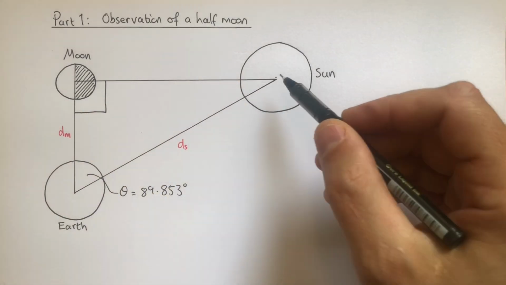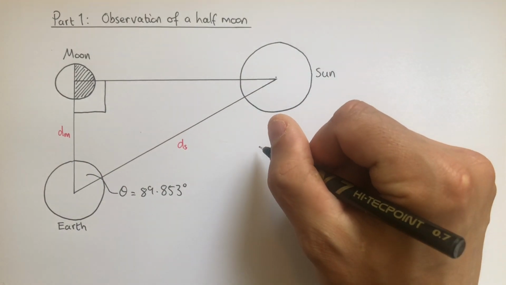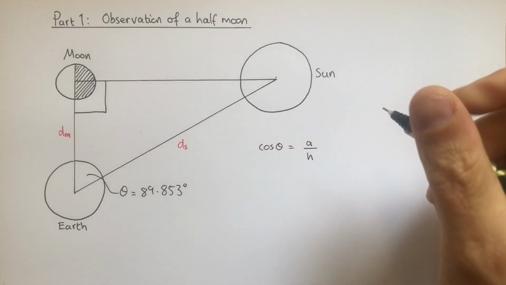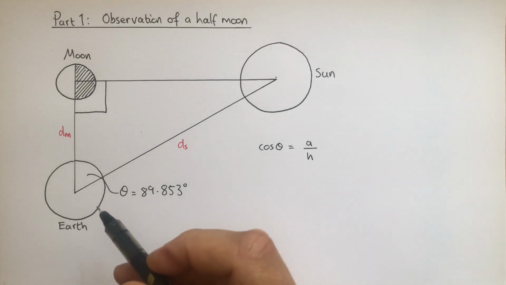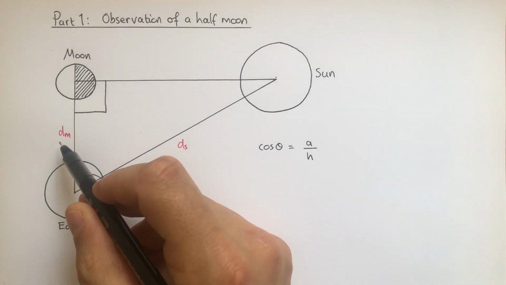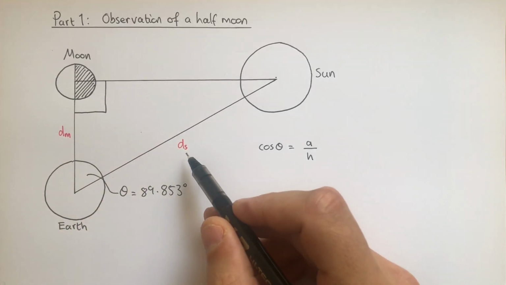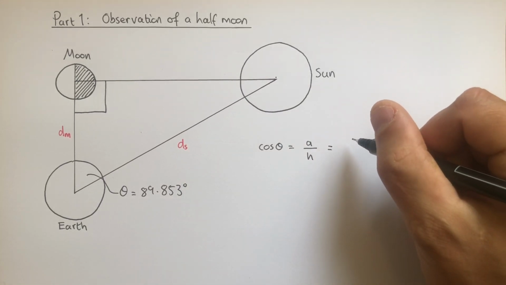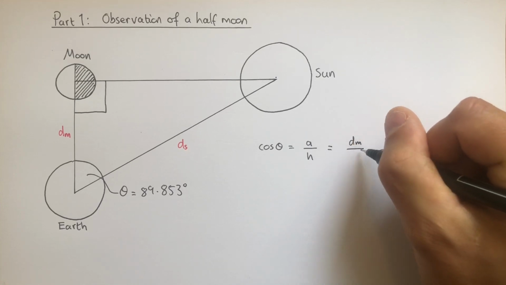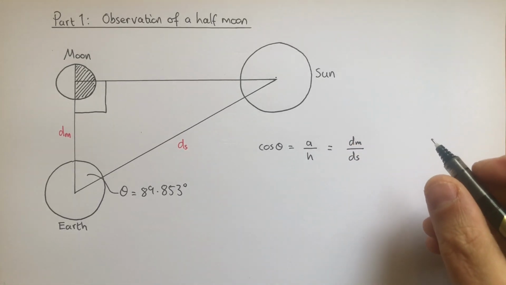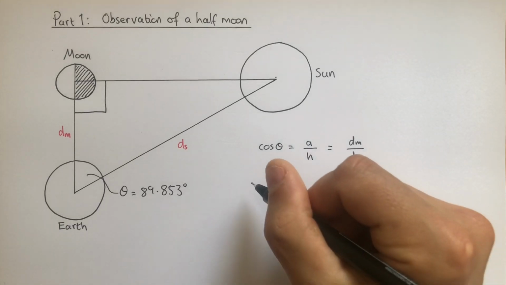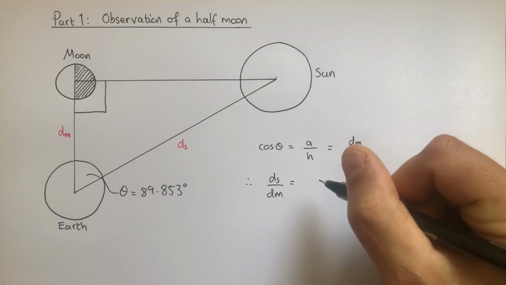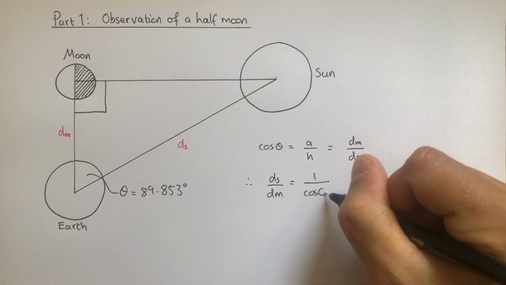Here we have a right-angled triangle, and we know that for a right-angled triangle, cos of theta is equal to the adjacent divided by the hypotenuse. In our particular example, the adjacent side is represented by dm and the hypotenuse is represented by ds, and so we may write cos theta equals dm divided by ds. If we now rearrange this expression so that we have ds divided by dm, then this is going to be clearly equal to 1 divided by cos theta.